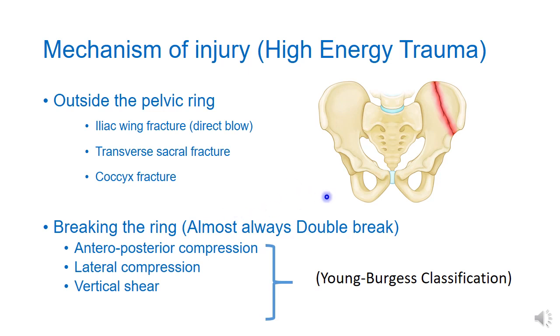This double break is dependent on the direction of the injury. It's either compression from anterior to posterior, called anteroposterior compression, compression from lateral, called lateral compression, or a shearing force from downwards upwards, called vertical shear. And this is the base of what's called the Young-Burgess classification. Let us take this classification in more detail.